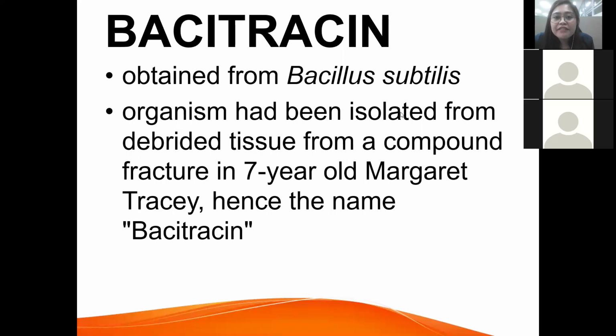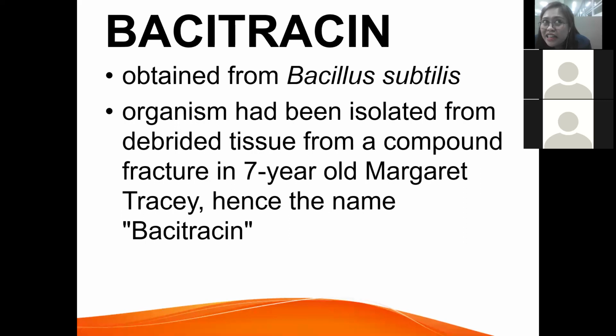Number 3, we have the bacitracin, which is isolated from Bacillus subtilis. Now, this one is also a board exam question because of the story of its isolation. So, bacitracin actually means basi for Bacillus subtilis. That is the microorganism kung asa natin bacitracin. And racin is actually from the name Margaret Tracy.